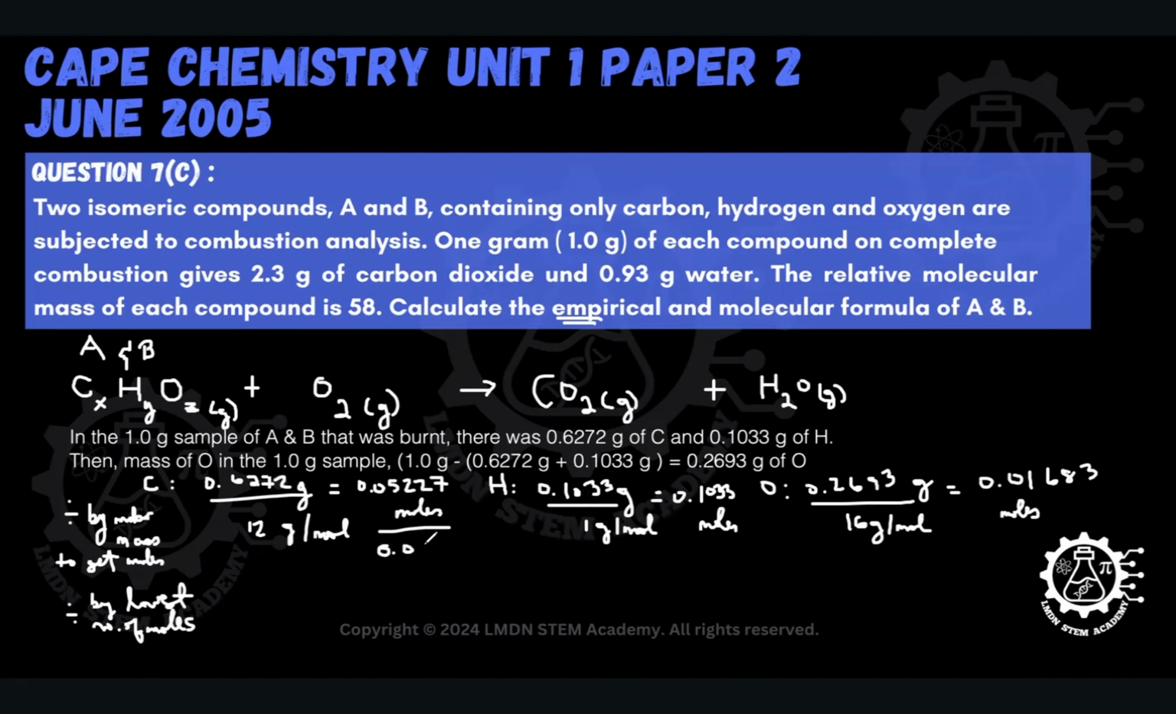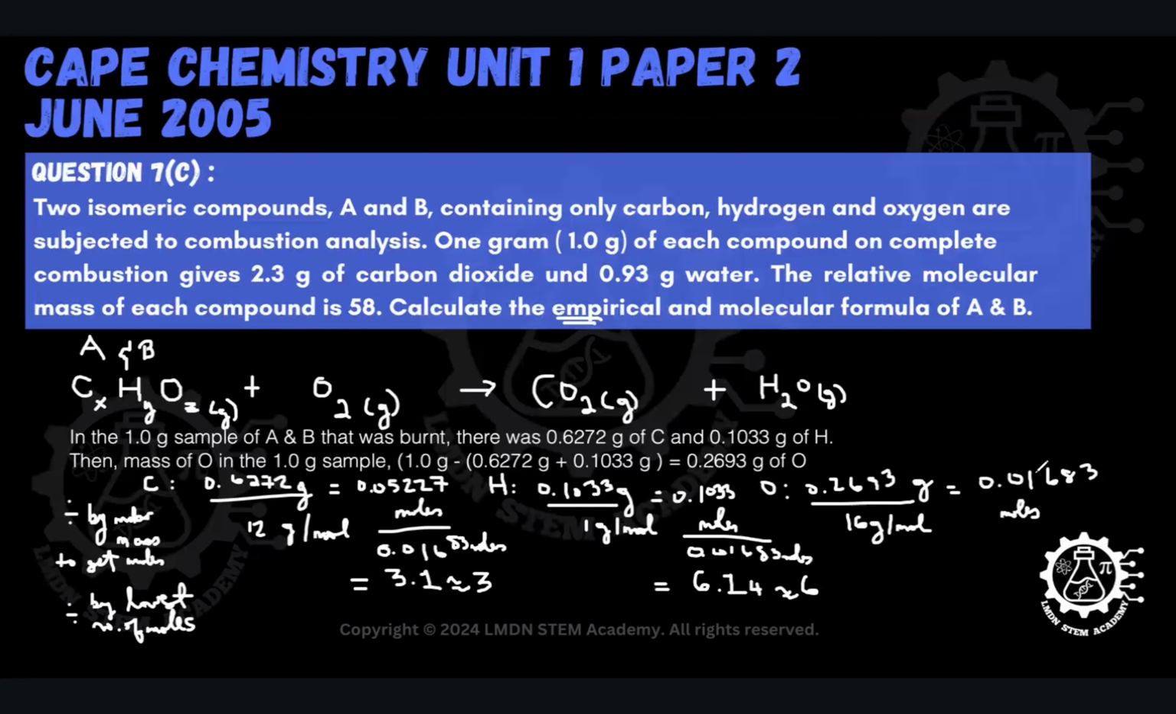So that would be 0.01683 that we're dividing the number of moles of carbon by. And that will end up getting 3.1 in this instance, which we can just round down to 3. When we divide the moles of hydrogen by the smallest number, we get 6.14. And so if we round that down, we would get 6 being our whole number, right?